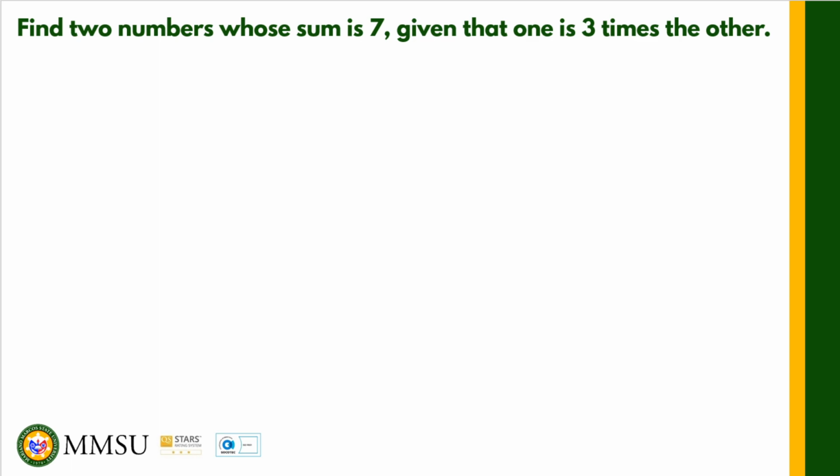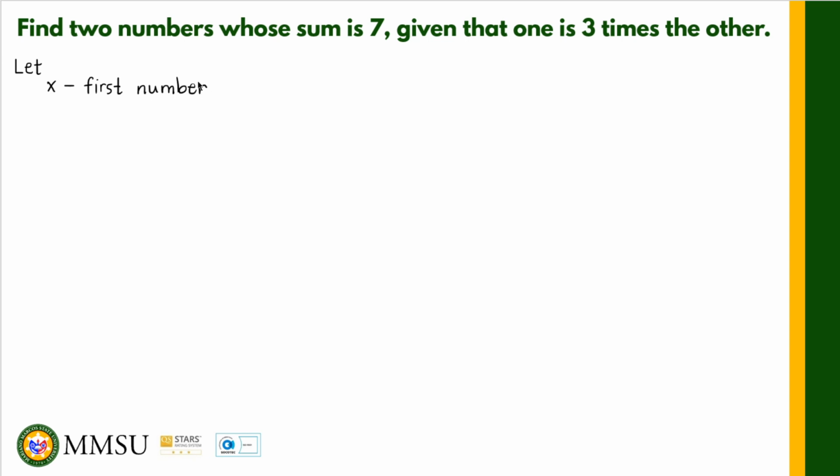Find 2 numbers whose sum is 7, given that one is 3 times the other. Okay, so just like our first example, dito ang hinahanap ay dalawang numbers na naman. So pag ganito yung unknown, the first step is to denote x as the first number. Okay? So we let x be the first number.